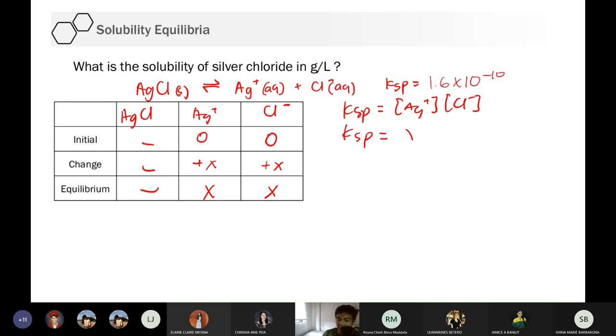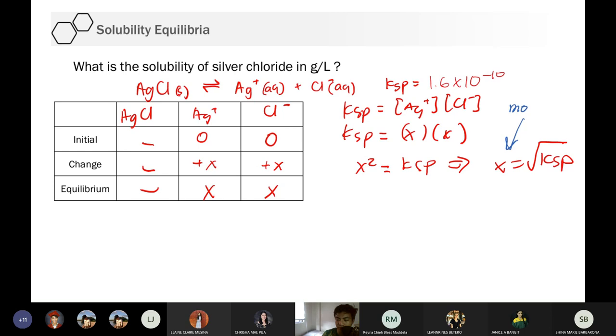KSP is equals to x times x. So that's x squared equals KSP. Or to solve for x, that's the square root of KSP. Ngayon, ano yung x? Yung value ng x na nasusolve natin, this is called the molar solubility. Okay? So again, yung value ng x, yun ay molar solubility.